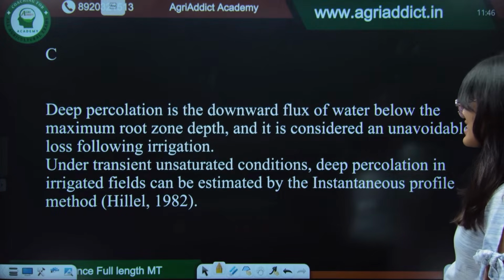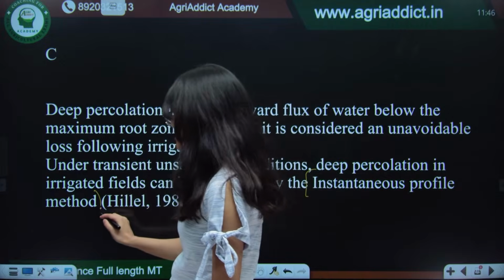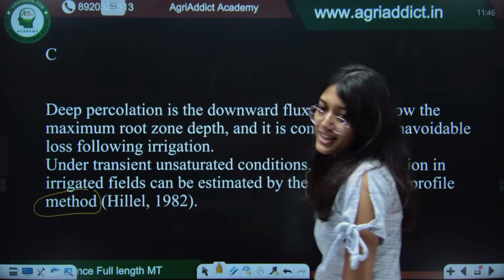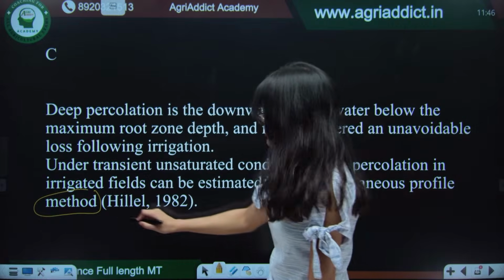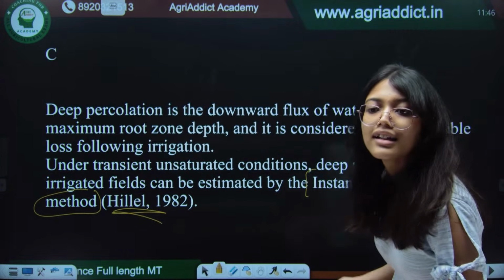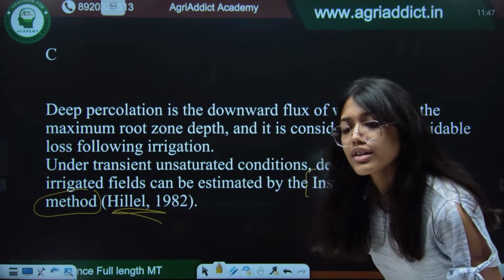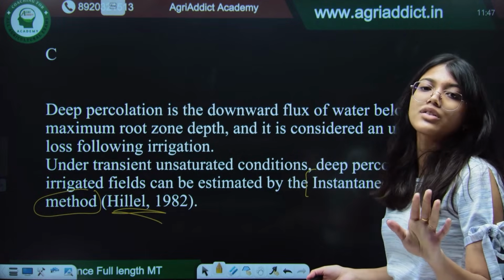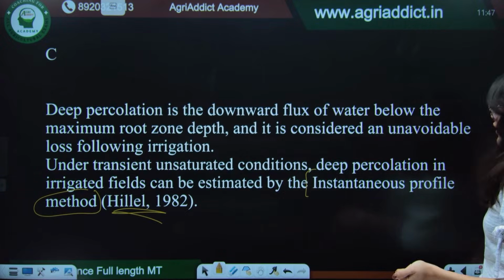Yes, option number C. And it is estimated by the instantaneous profile method only, not by the water balance method. Okay, not by the water balance method. And this was all again given by Hillel. Okay, Hillel is the father of soil physics. No, it is unsaturated only. It is not saturated, but it is not measured with the help of water balance. It is measured by the instantaneous field method or profile method only.